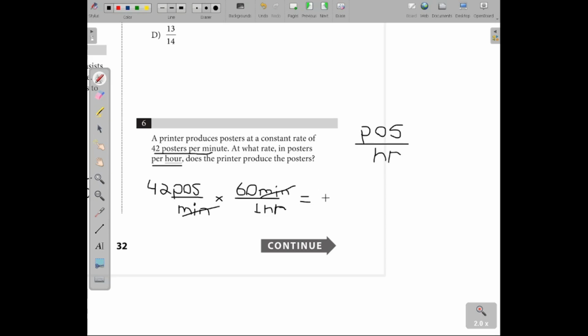42 times 60, which is 2520 posters per hour. That's what we wanted to find. Posters per hour. That's our answer.